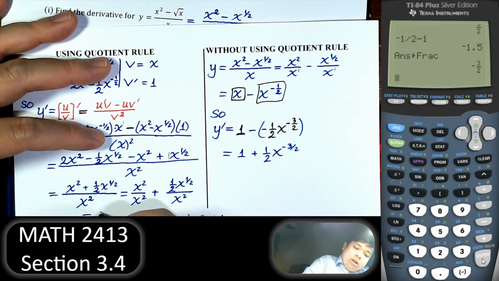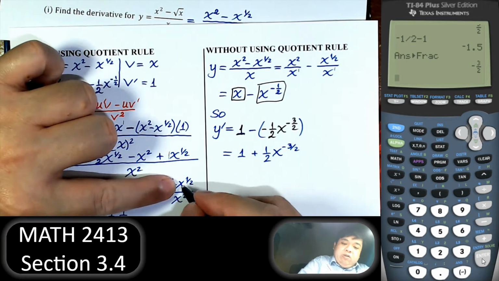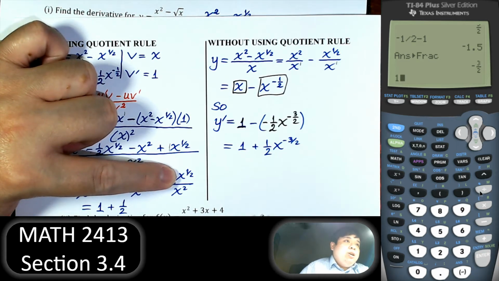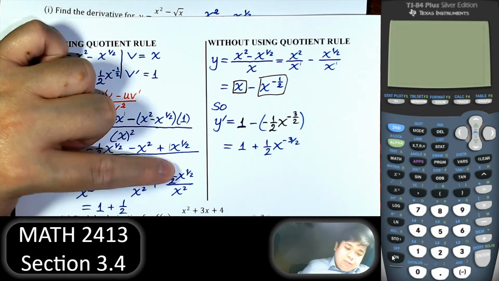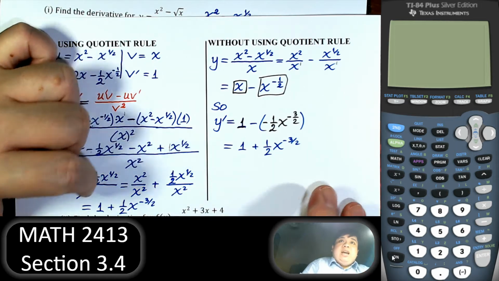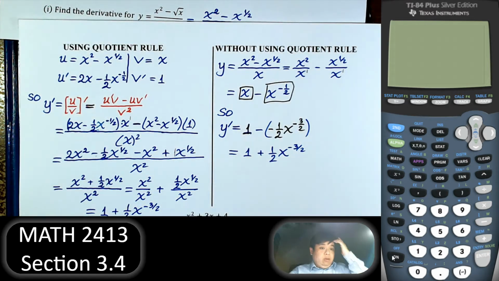X squared over x squared is 1, and then we have 1/2. When we divide these two, subtract the exponent, 1/2 minus 2 is minus 3/2. Of course they are the same now, and that should be right.